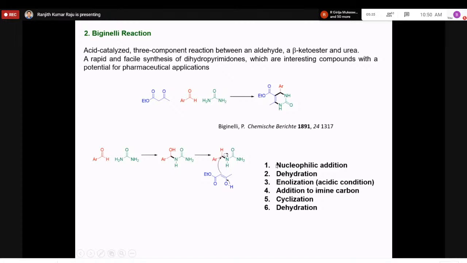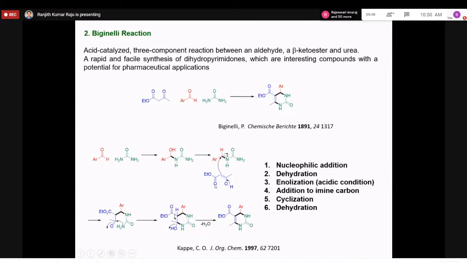Initially, the nucleophilic addition between the aldehyde and the urea, the diamine, followed by the dehydration, removal of water. And then in the acidic condition, the keto-enol tautomerism takes place. It's also included as a step. And then the addition of the enol to the carbon of the imine leads to the intermediate, the amine here, amide in this case, followed by the cyclization and the subsequent removal of water. So there are 6 steps involved in Biginelli.